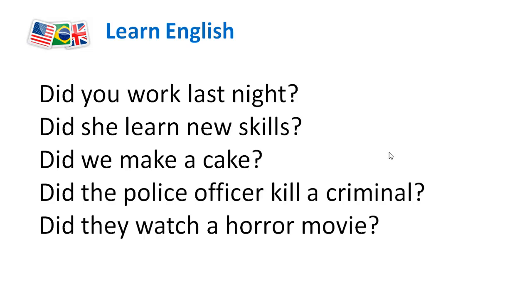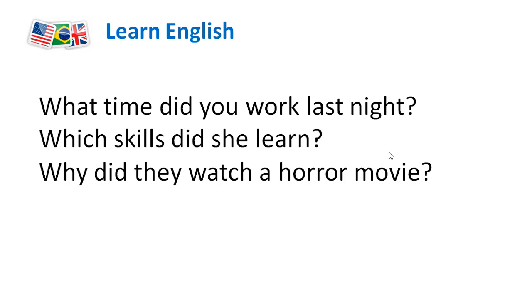We can also use interrogative pronouns in the beginning of the questions in order to discover more details. What time did you work last night? Which skills did she learn? Why did they watch a horror movie?